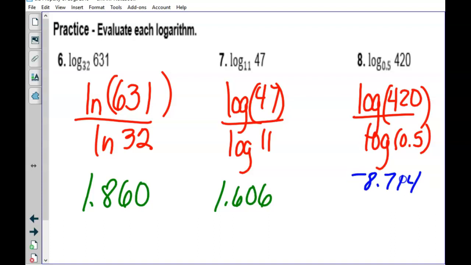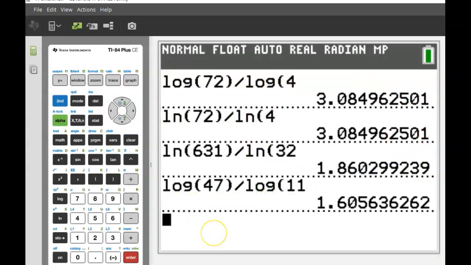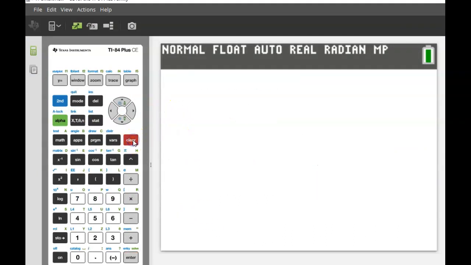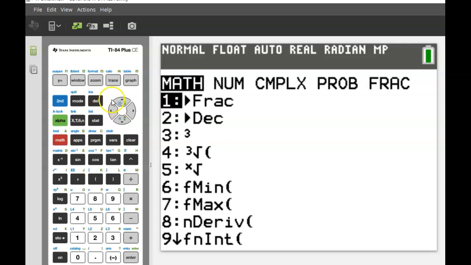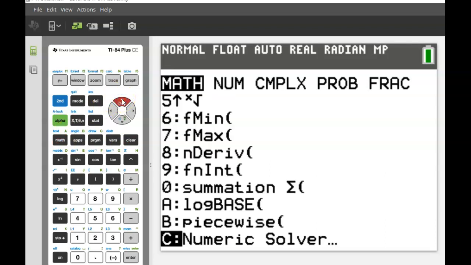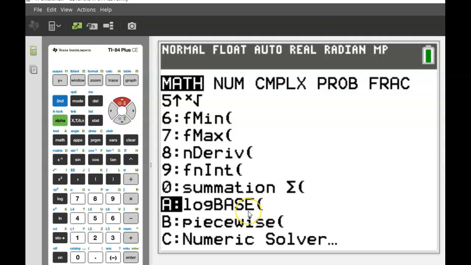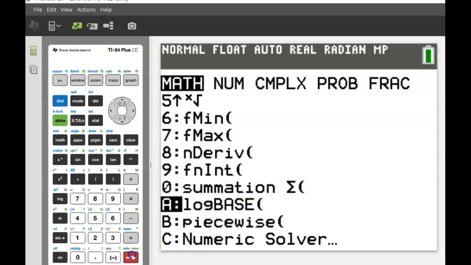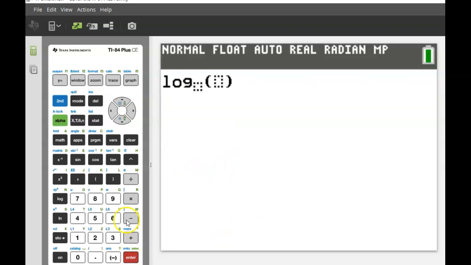If they have the latest operating system, your calculator does this for you. The old calculators and a general scientific calculator will not have a change of base, but these do. It is under math, and it is choice A. I did math and then up arrow, but it says log base, okay? And if you hit enter, then it'll let you type in that weird, what was that one? It was 11, and what number was the other? 47.